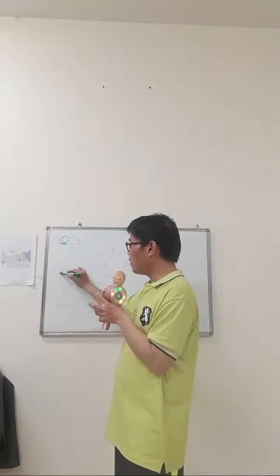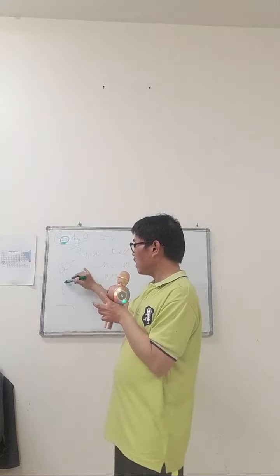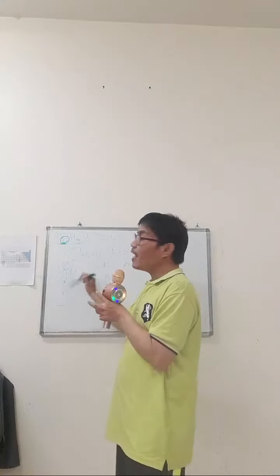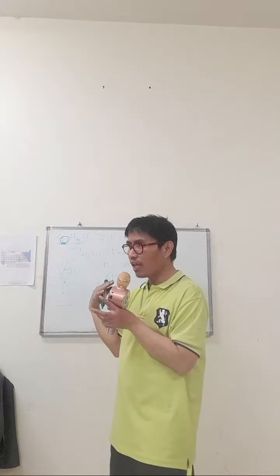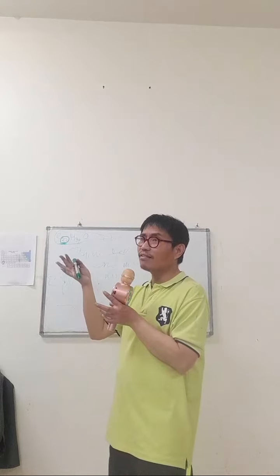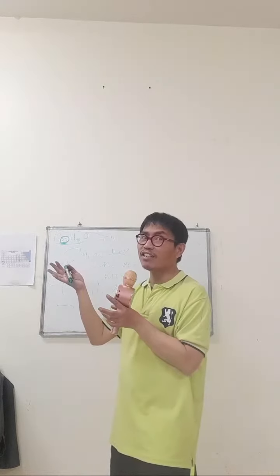Okay, Z is equal to PV over nRT. This is the compressibility factor. If the compressibility factor reaches 1, that is an ideal gas. But if the compressibility factor is less than 1 or higher than 1, it's non-ideal.